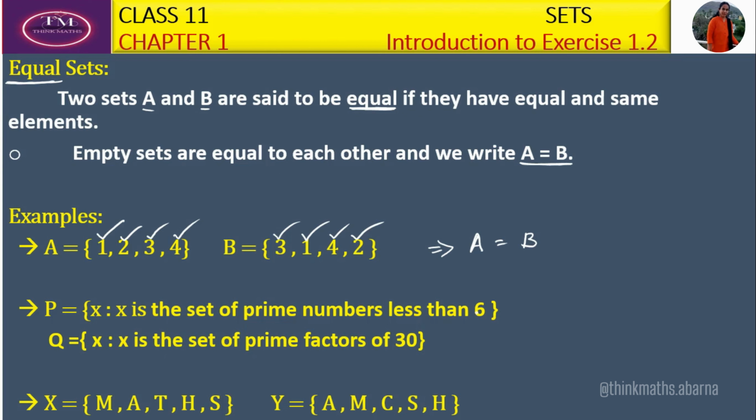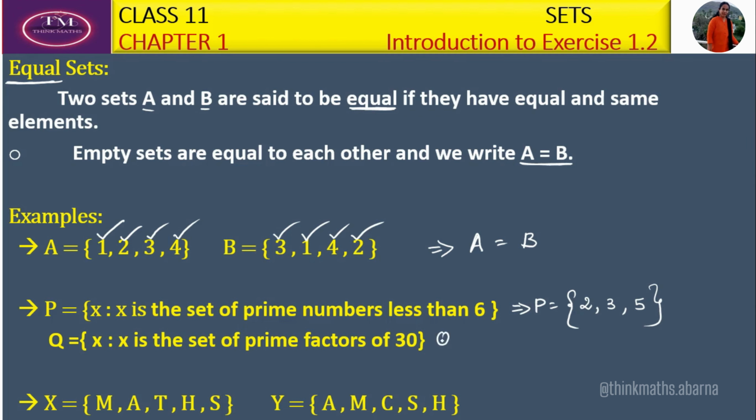So let us check what is P. P is equal to the set of prime numbers. What are the prime numbers less than 6? So it is 2, 3 and 5. So these are the prime numbers less than 6.